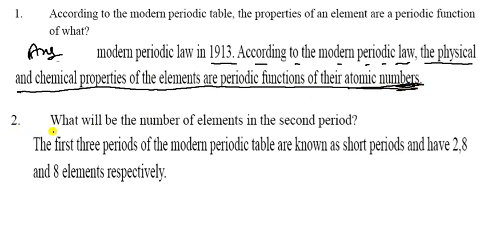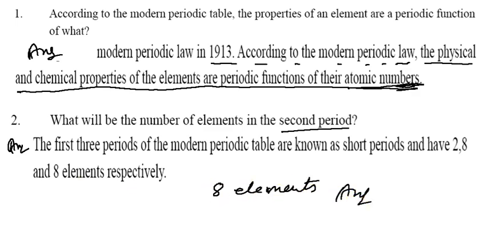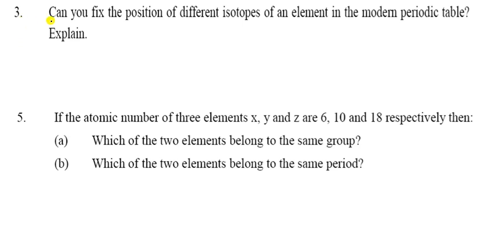Now the second question: what will be the number of elements in the second period? So that will be your answer. The first three periods in the modern periodic table are known as short periods and have 2, 8 and 8 elements. But in this question, it is the second period, so the second period has only 8 elements. So you have to write this one answer only. Let us see the next one.